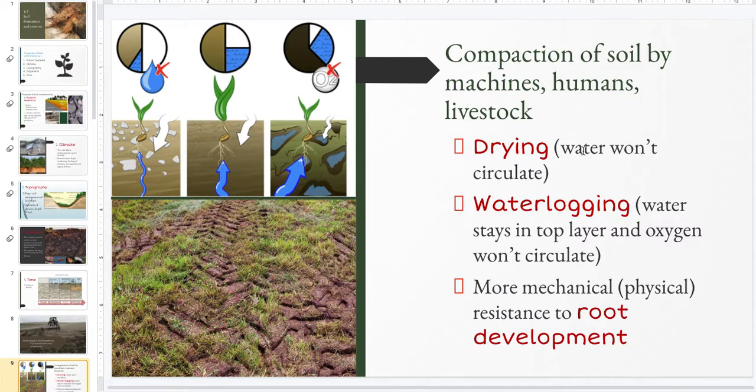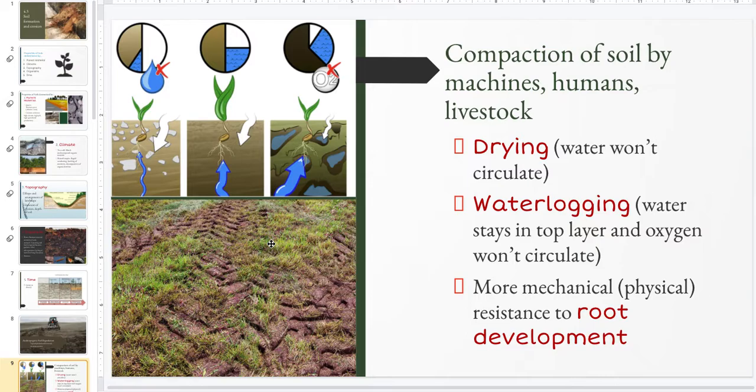Some of the effects: you end up with drying. Water won't circulate, so your soil gets very dry. You can't replenish the water that's in it. Kind of going along with that is waterlogging. You're going to have too much water sitting at the surface, and since oxygen needs to be carried down into soil by being dissolved in water, those critters aren't going to get new supplies of oxygen.